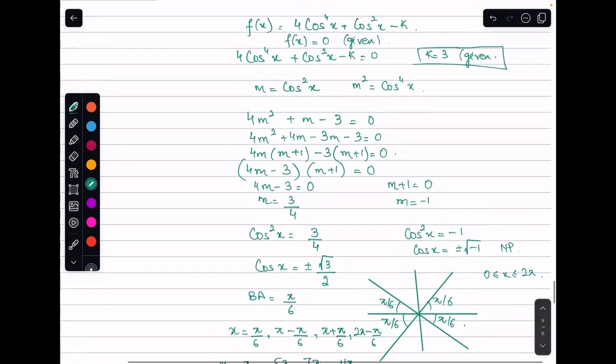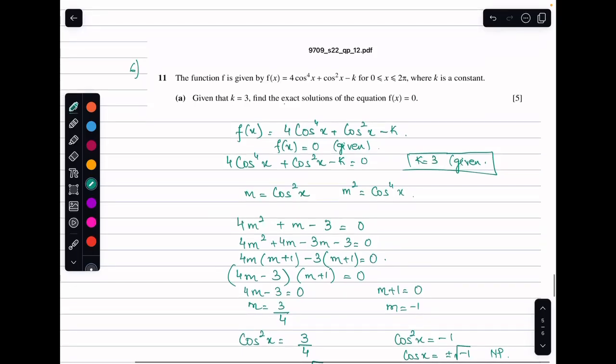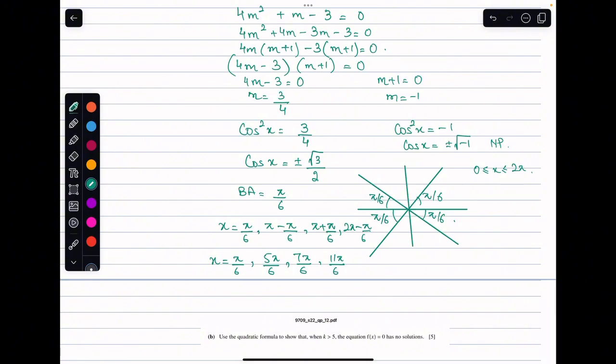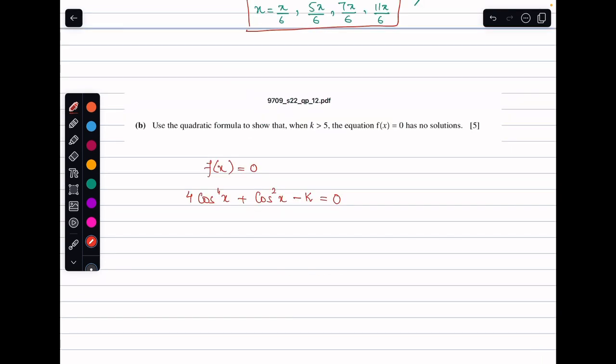The question has asked us to get the exact solutions of the equation. Therefore, I will not be solving for the pi values here, and this then is going to be the answer to this question. The second part of the question says use the quadratic formula. Now this is the hint that is given here.